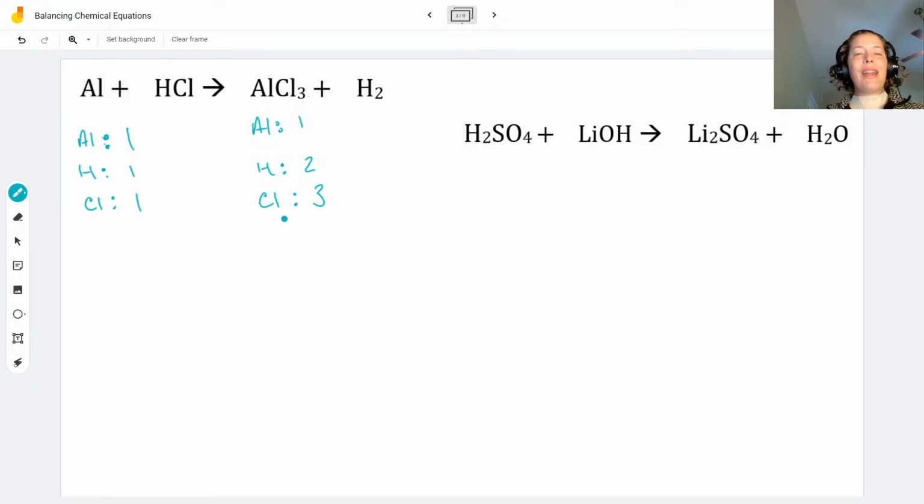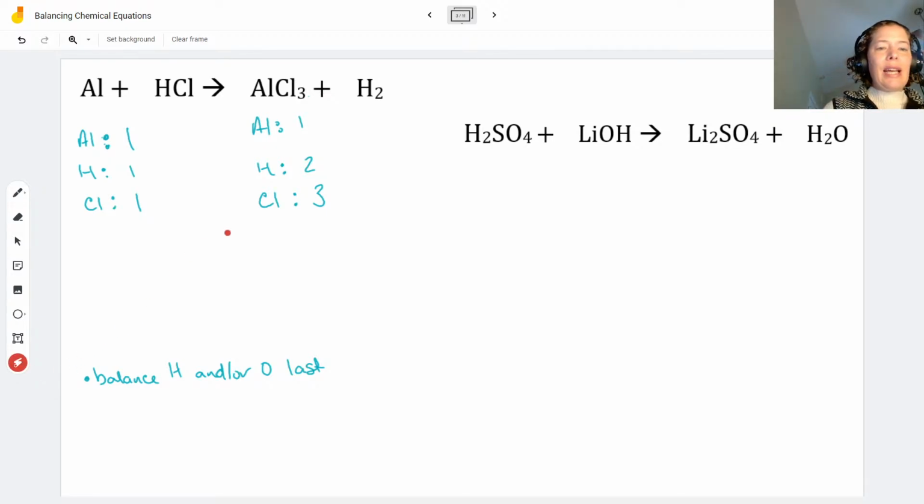So this is just kind of a general tip. I'll write it down here. I'll say: balance hydrogen and/or oxygen last. You don't have to, but often I find it easier to balance the other atoms first.